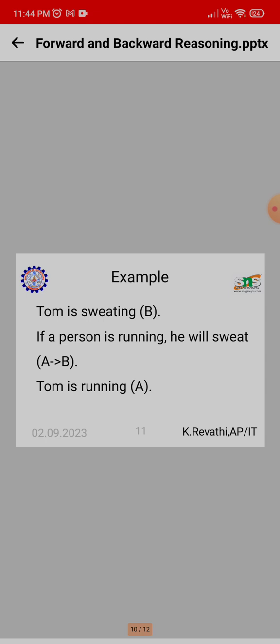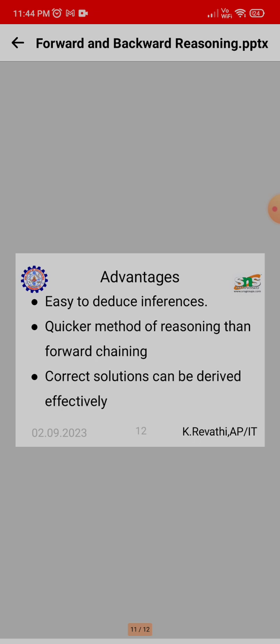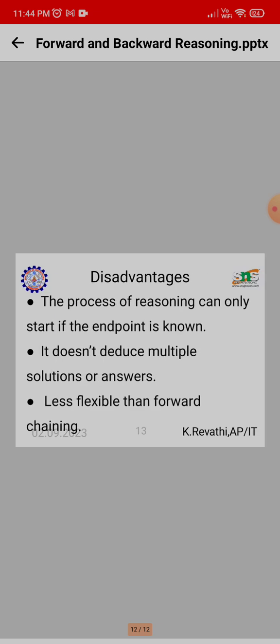Here proved. Then the advantages of backward chaining are, it is easy to deduce inferences, it is a quicker method of reasoning than forward chaining, and correct solutions can be derived effectively. Then disadvantages are, the process of reasoning can only start if the endpoint is known. It does not deduce multiple solutions or answers. It is less flexible than forward chaining.